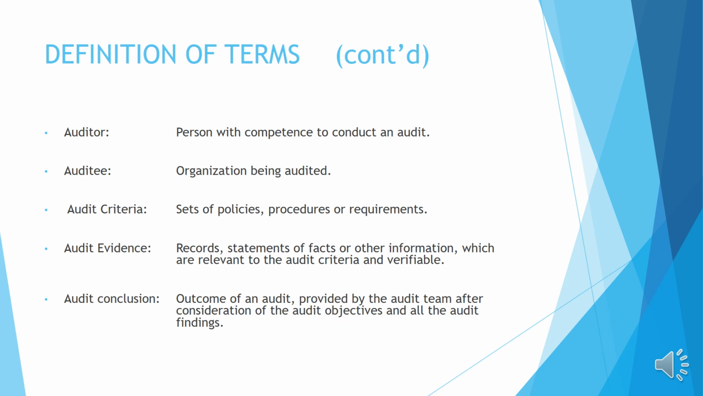Auditor: person with competence to conduct an audit. Auditee: the organization being audited. Audit criteria: sets of policies, procedures, or requirements. Audit evidence: records, statements of facts, or other information which are relevant to the audit criteria and verifiable. Audit conclusion: outcome of an audit provided by the audit team after consideration of the audit objectives and all the audit findings.